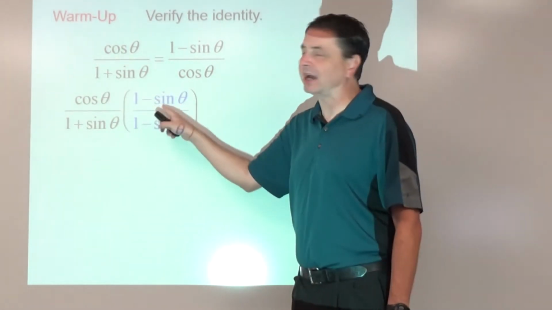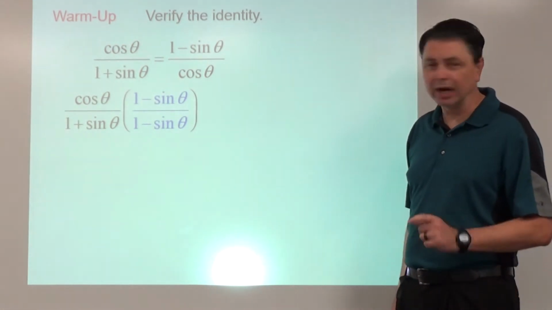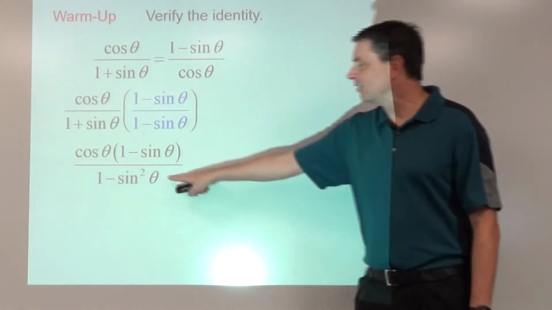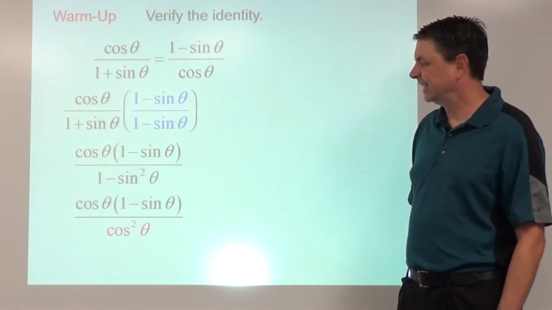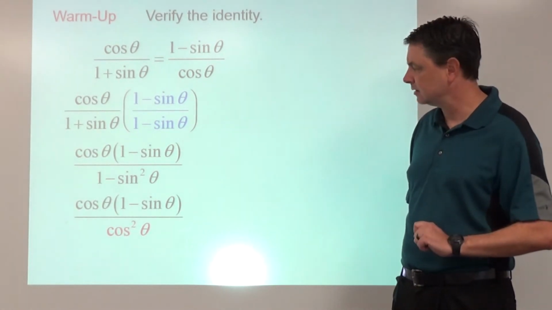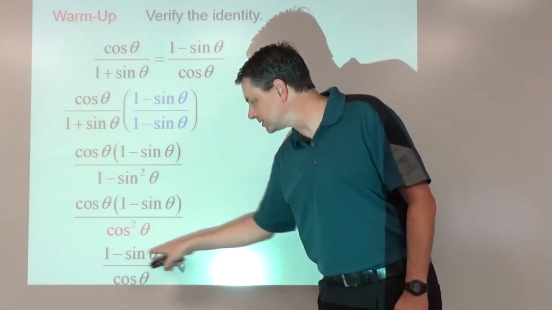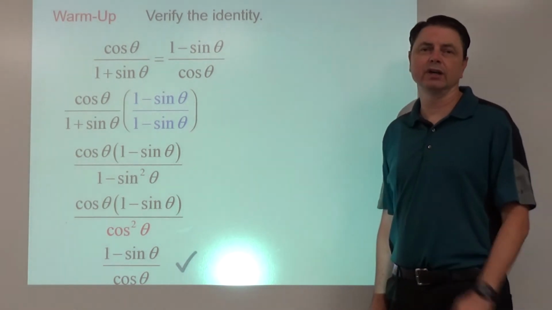Now on top, I would definitely leave that factor to not distribute. But on the bottom, we're going to have to multiply that out. And then we have a Pythagorean identity right there. And if we just cancel cosines, top and bottom, we're going to be left with 1 minus sine theta over cosine theta. We've got our match and we have verified.